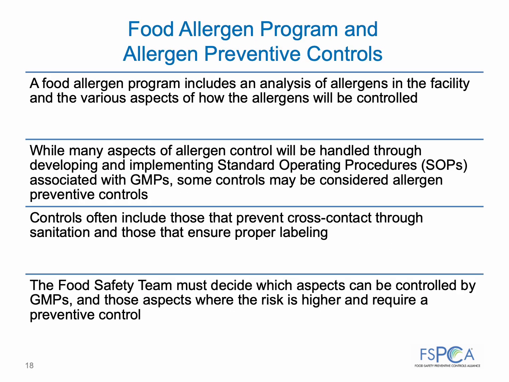A food allergen program is a critical component of a company's food safety system. Food allergen programs start with identifying allergens and how they will be optimally controlled. Many of the controls will include various SOPs related to GMPs, but some will be elevated to be managed as allergen preventive controls. Typically, these will be in areas focused on preventing cross-contact via appropriately targeted sanitation and aspects of product labeling. The food safety team decides how these are to be best managed.